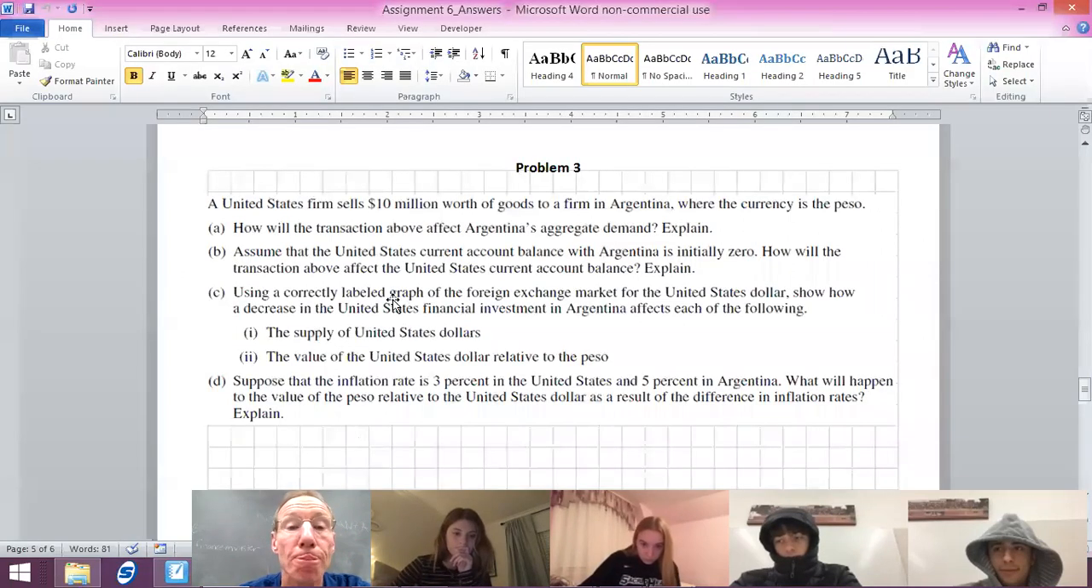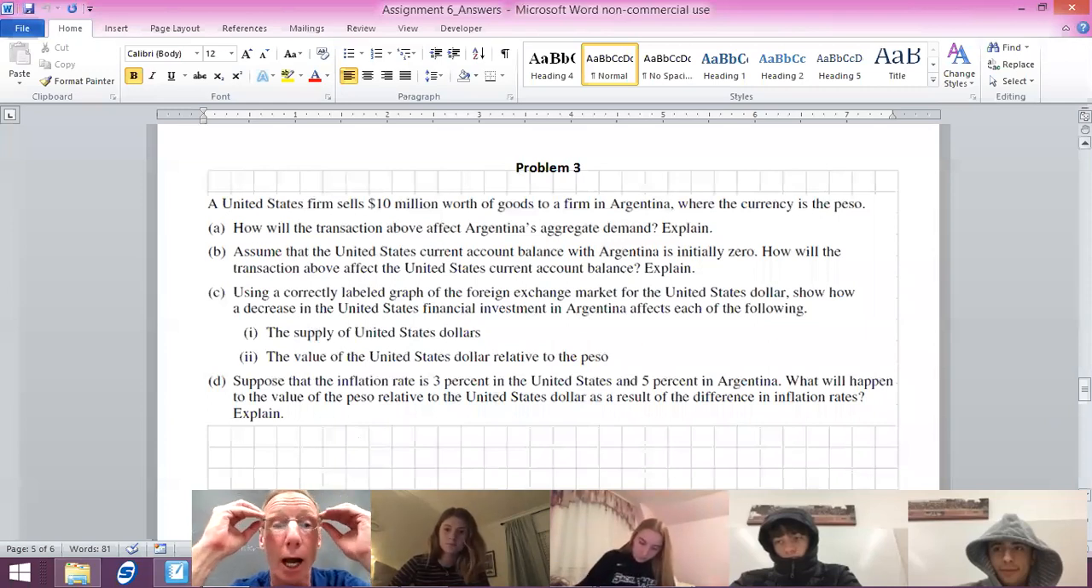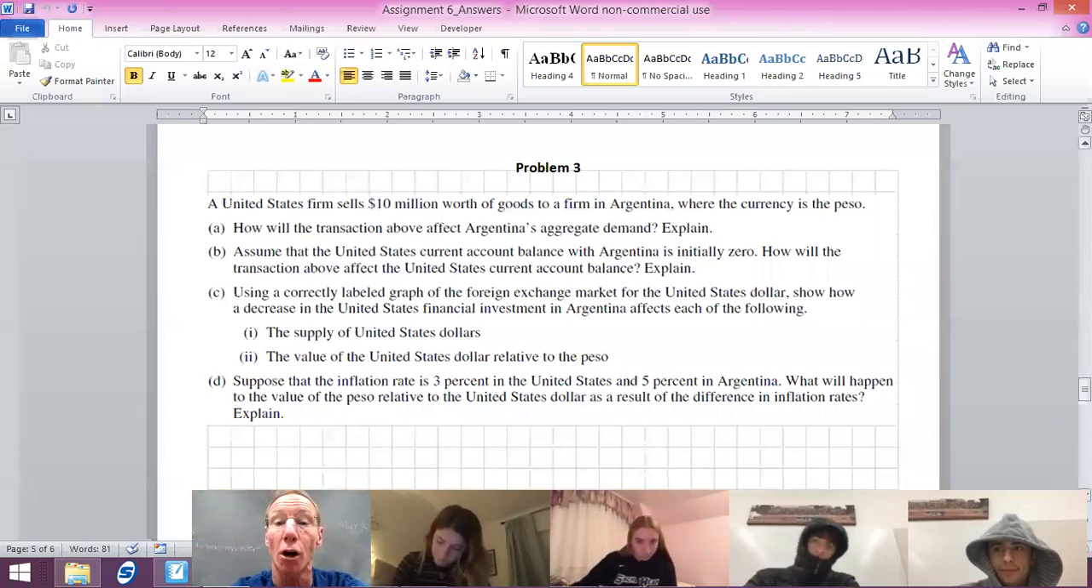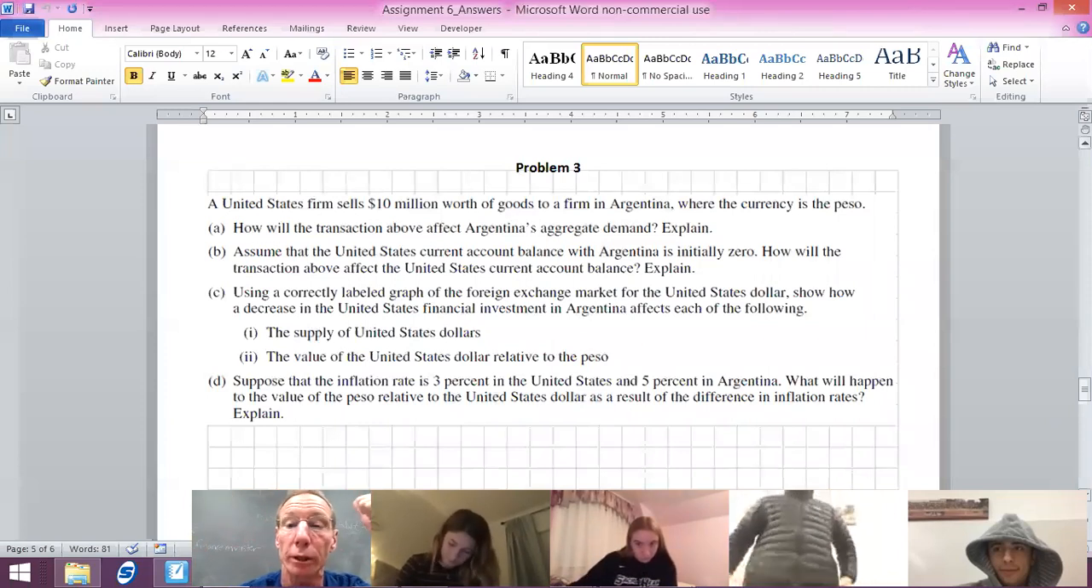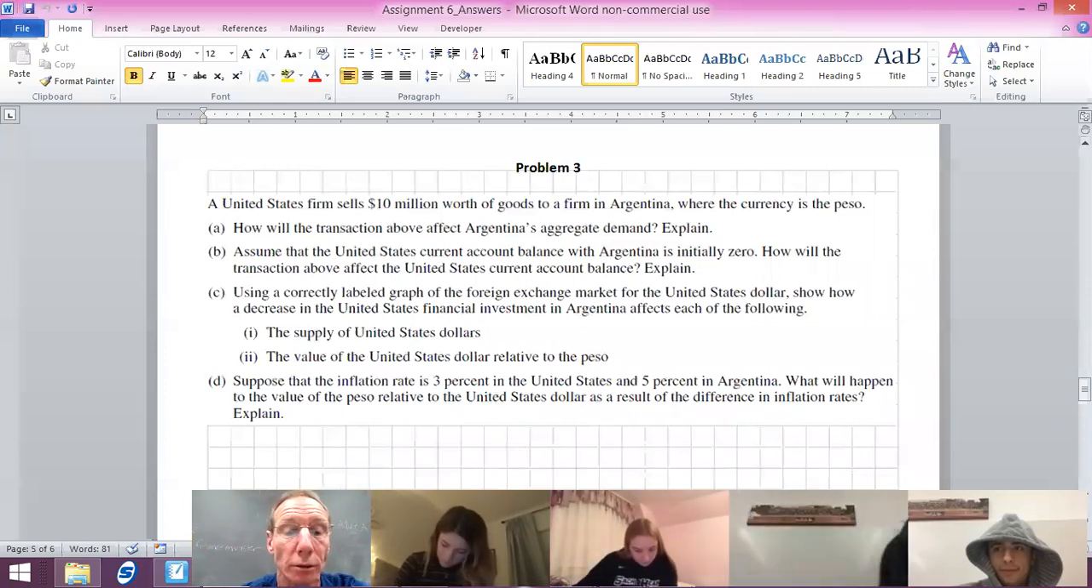Okay, so now we're going to assume that the U.S. current account balance with Argentina is 0. How will the transaction above affect the U.S. current account balance? Well, we're going to be selling $10 million worth of goods to Argentina. So we're going to get $10 million from them, which means our account balance is going to go up, okay? It will increase.